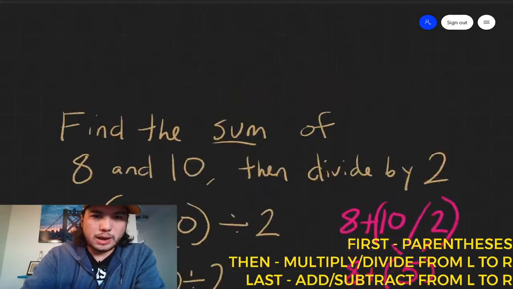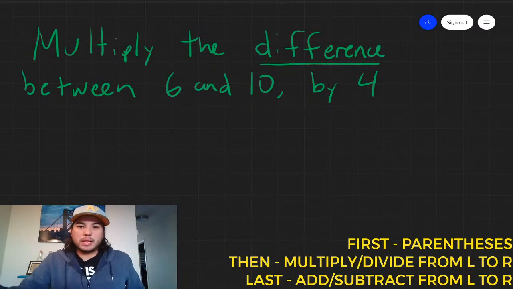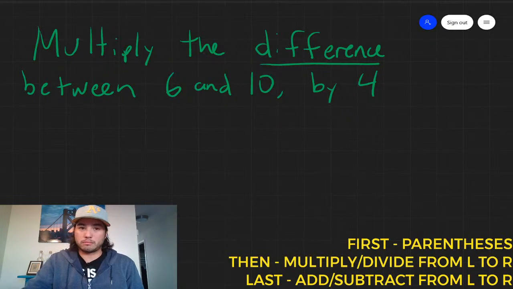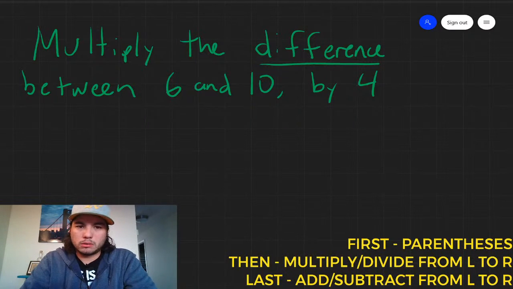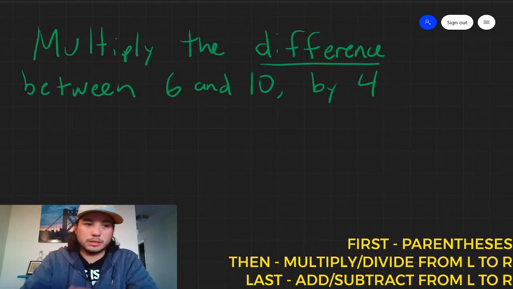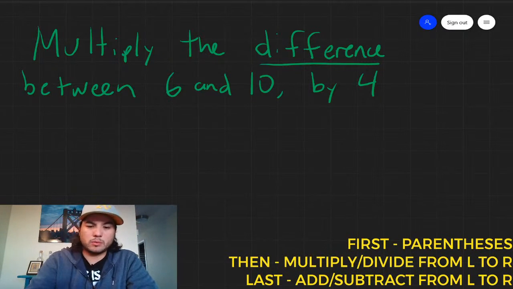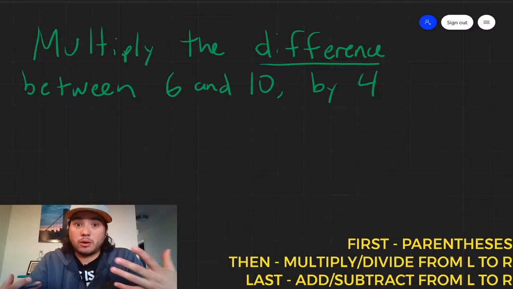What operation do we do first in this sentence? Multiply the difference between 6 and 10 by 4. Whoa. So let's take a look at what operations we hear in that sentence, right? We've got multiply, and then we've got the word difference. And think about what operation we use when we are finding the difference between two numbers.